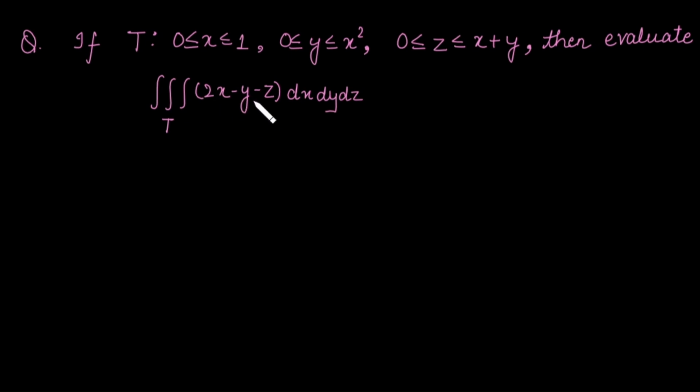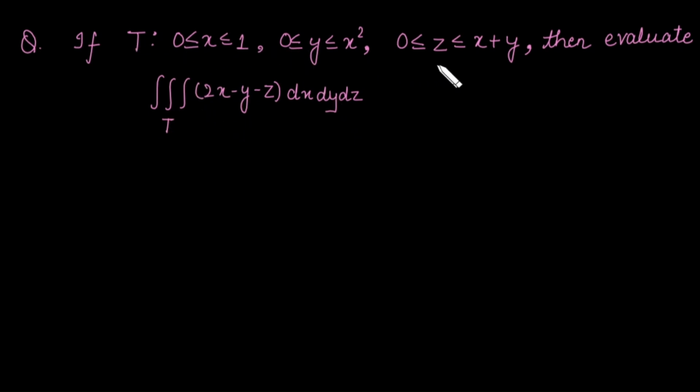This function we cannot separate in form of x only into y only into z only, because they are operated with a negative sign. Moreover, in this case, you will observe the limits are not constant. Now we need to learn how to write the limits in this case.